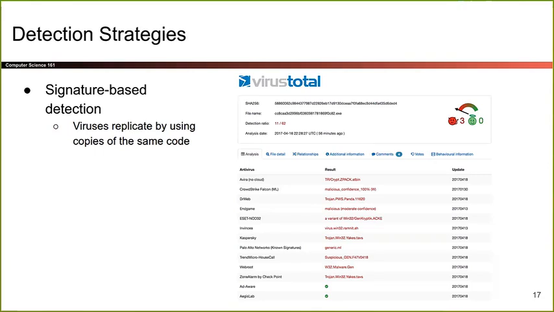Because remember, signature-based detection says, this is a pattern of a known attack. If I see this pattern, I know it's a virus. Well, if I know that this virus has infected a bunch of different computers before, and is using the same code on every single computer, then I can create a signature and say this code snippet or this pattern is a virus. And then all the other computers now know if they see this pattern, they found a virus.